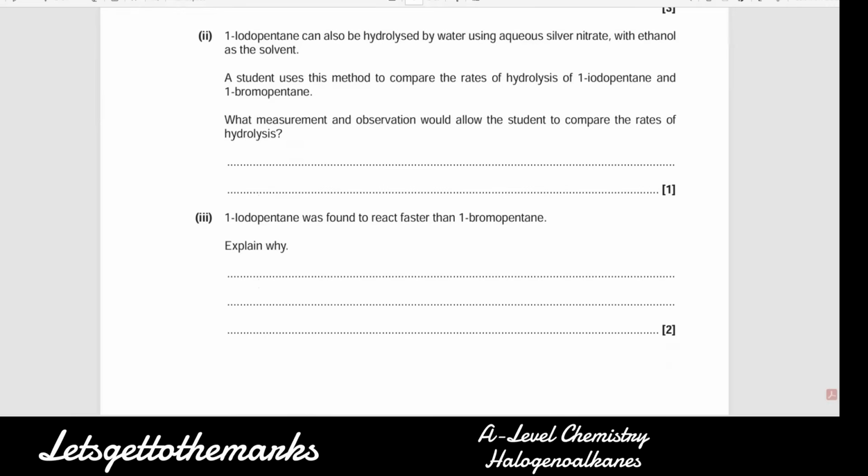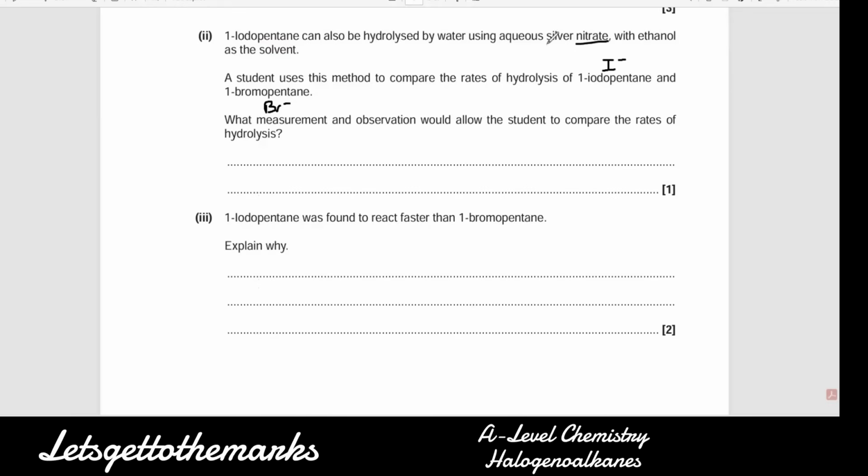So, what you've got to think about here, guys, is the iodide ion is going to be released when that becomes pentanol. And when this becomes pentanol, you're going to have a bromide ion released. And of course, how do they react with nitrates?